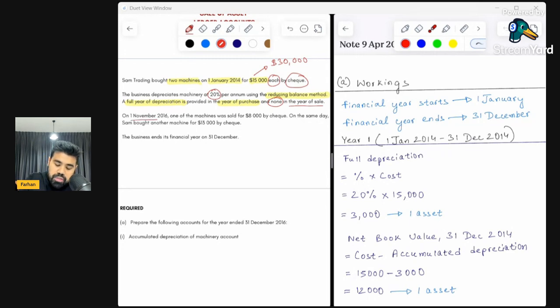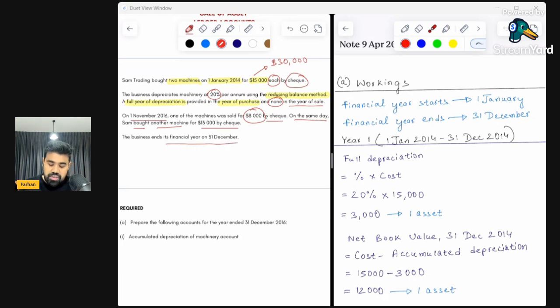On 1 November 2016, one of the machines was sold for $8,000 by check. So this is referring to the sale of a non-current asset, also known as the disposal of a non-current asset. On the same day, Sam bought another machine for $30,000 by check. So in this paragraph, first we have sold one machine, and then on the same day we have also bought a new machine. The business ends its financial year on 31 December.